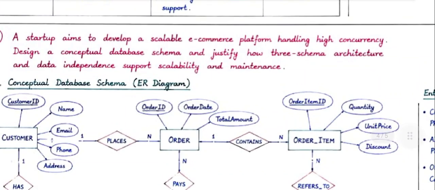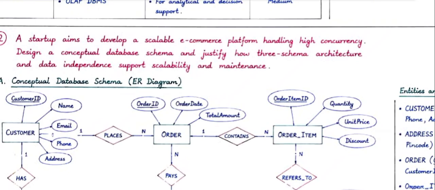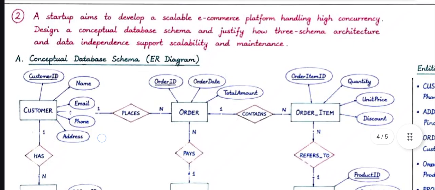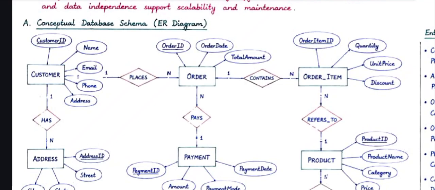A startup aims to develop a scalable e-commerce platform with a high concurrency handling technique. Design a conceptual database schema and justify how three schema architecture and data independence support scalability and maintenance. Conceptual database schema, ER diagram. Customer places the order, which contains order items that refer to product, order payment. Customer has address, order pays payment.